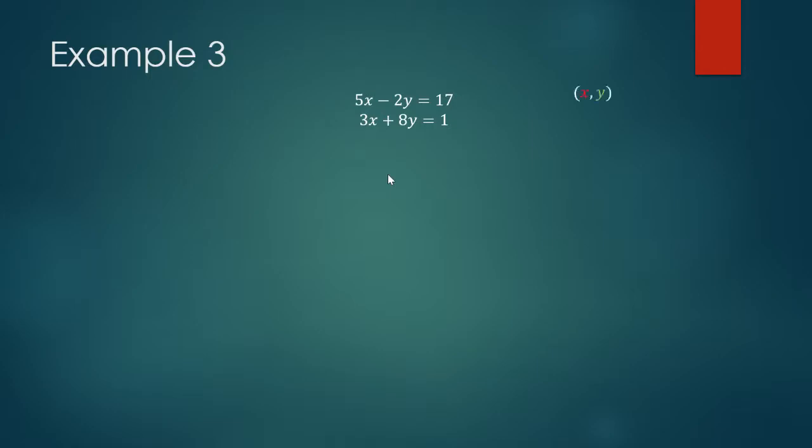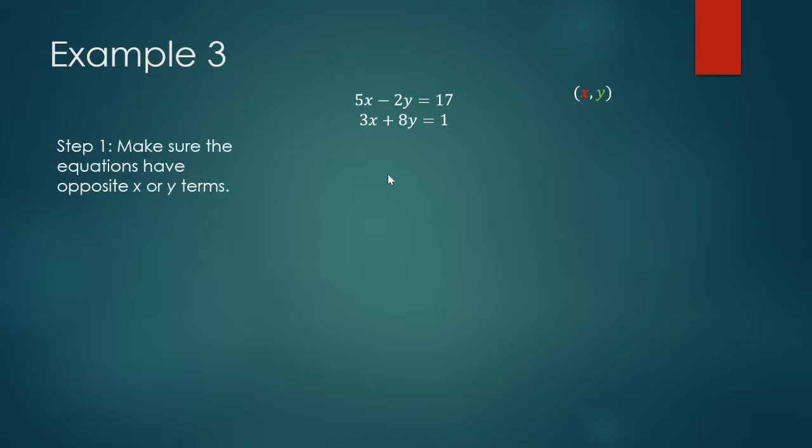All right, everybody. Last example. Example number 3. Still given two equations, 5x minus 2y equals 17 and 3x plus 8y equals 1. We're still trying to find the solution, which is the point of intersection. We're still going to use the 4 steps.